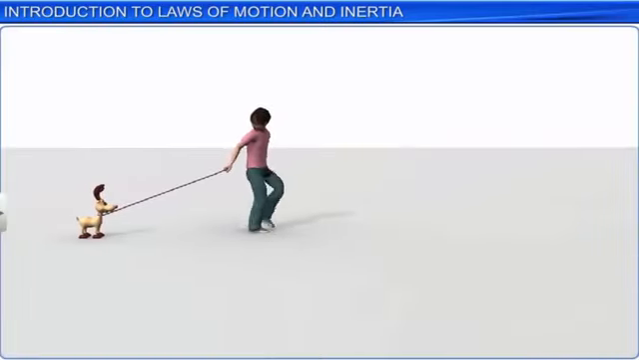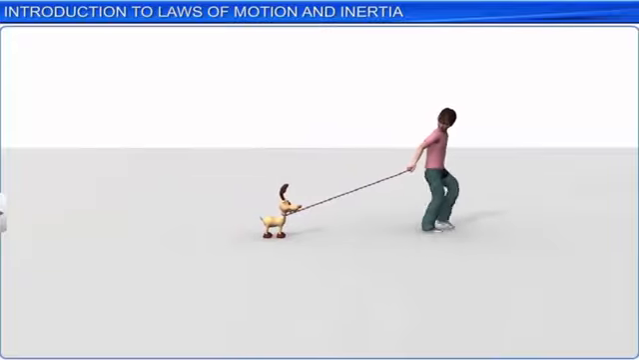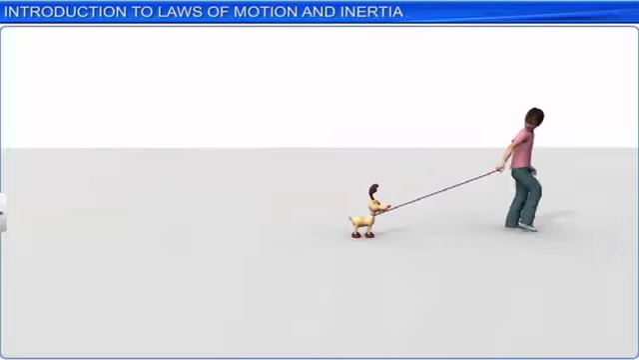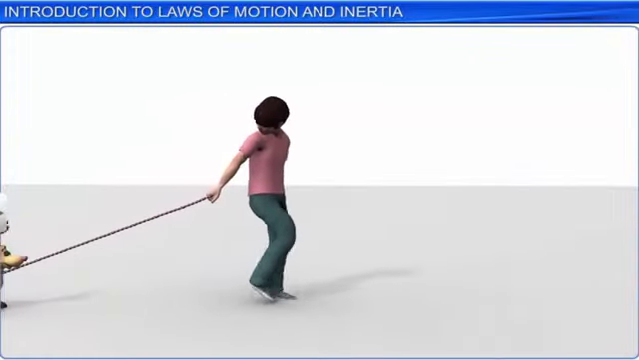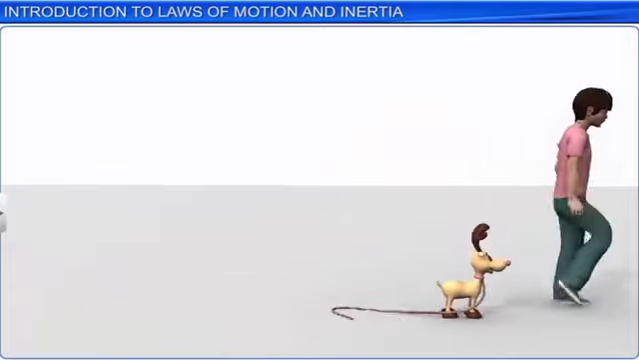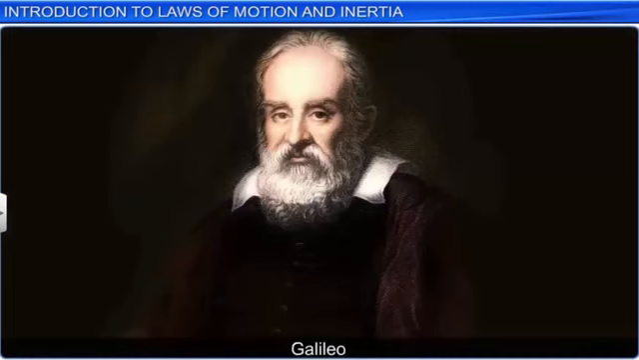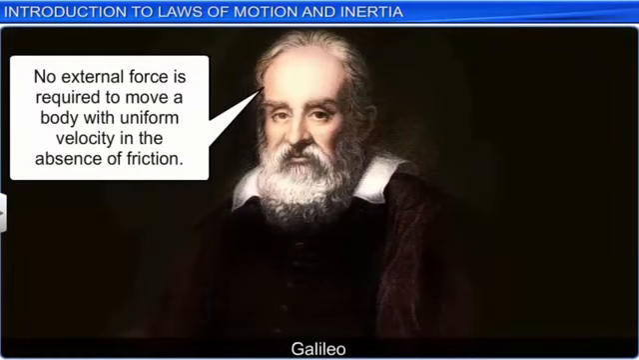This is an example from our existing world. Now, let us go into a virtual world where there is no friction of any kind. Then the boy need not apply any force to keep the toy moving with uniform velocity. This is exactly what Galileo said. Galileo proved that no external force is required to move a body with uniform velocity in the absence of friction.